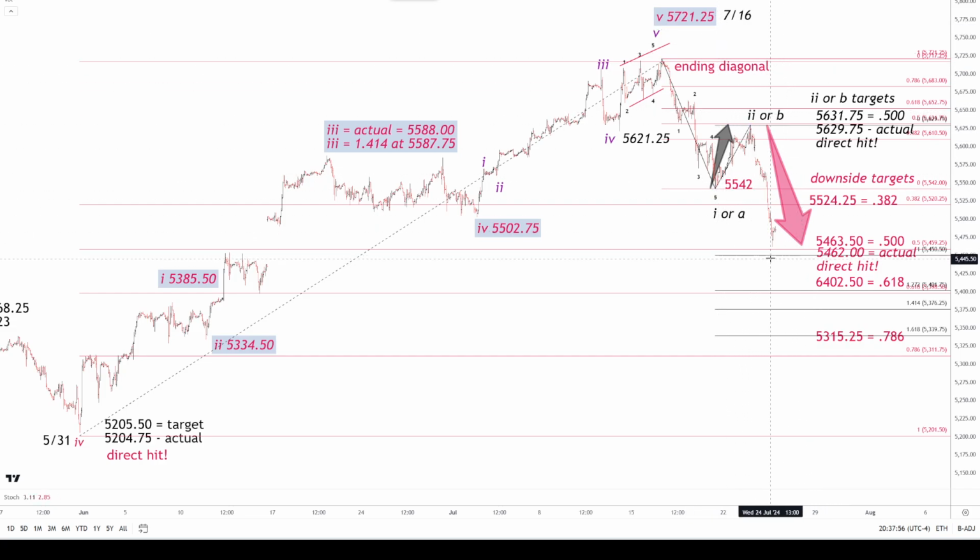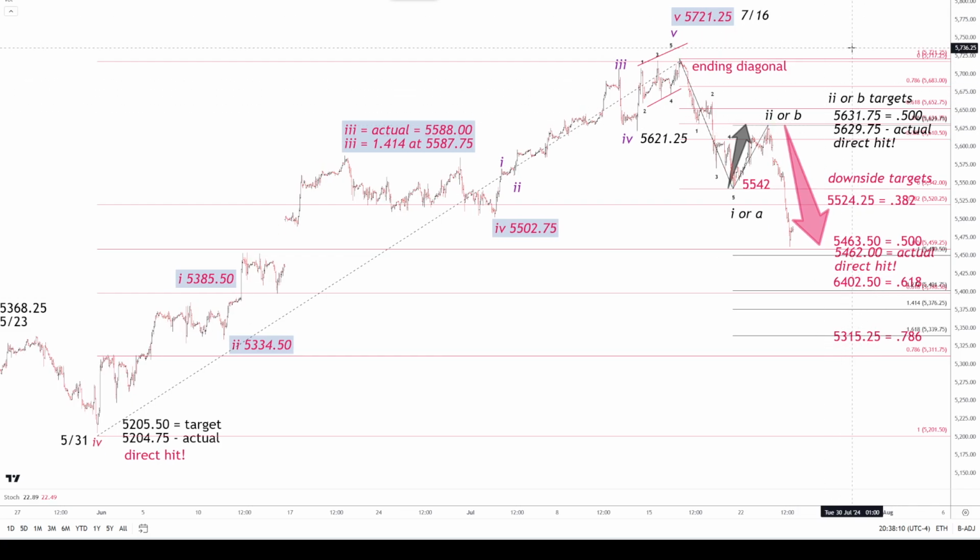This thing continues down and ultimately breaks below here. We're looking at something even bigger than a correction of this 5 waves from May to July. So we'll have to see how that plays out. But so far so good. We got a direct hit on the upside and a direct hit on the downside.